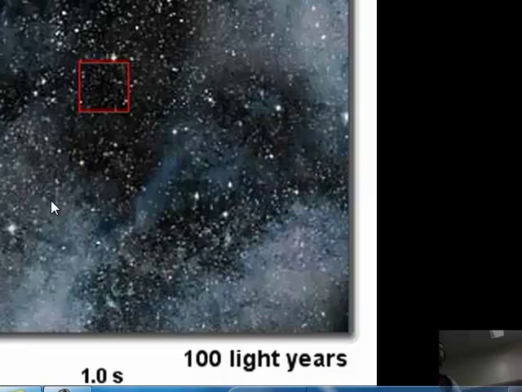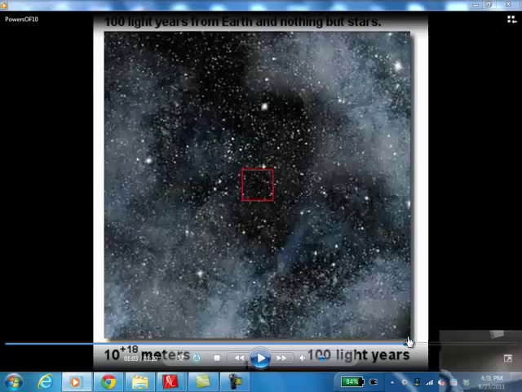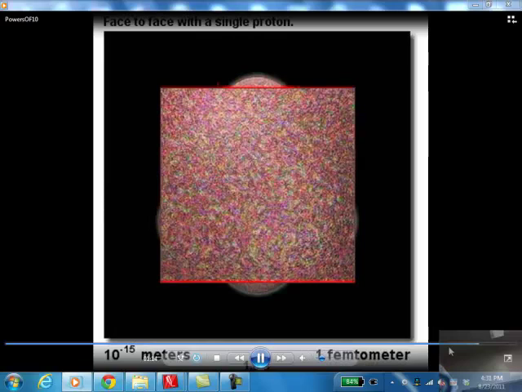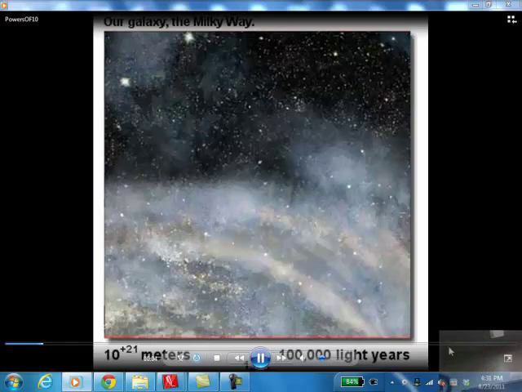What was the last picture? The last one, I think, is the quark. Does it show? I guess not. Nucleus of the carbon face to face with a single proton examining quarks. That was the last one. Quark is supposed to be one of the smaller subatomic particles, on their scale.